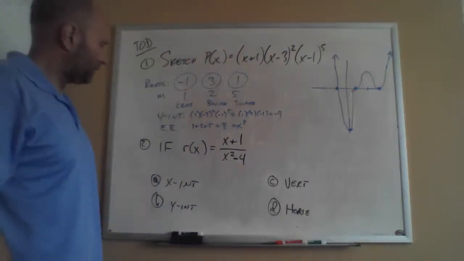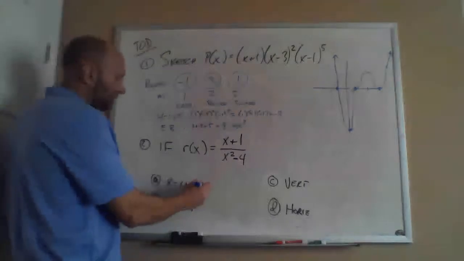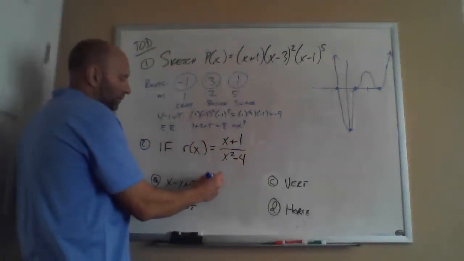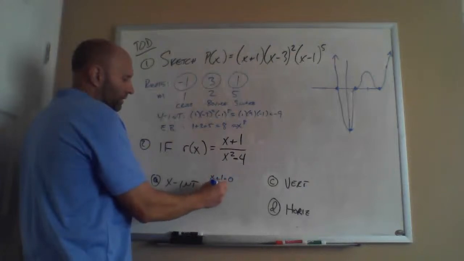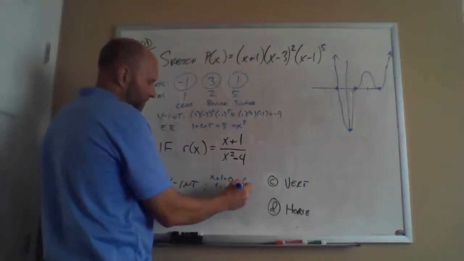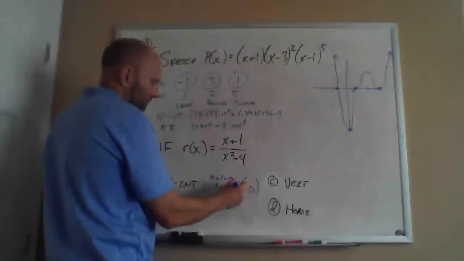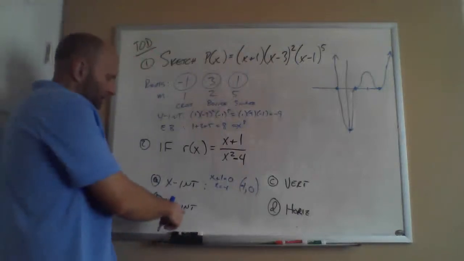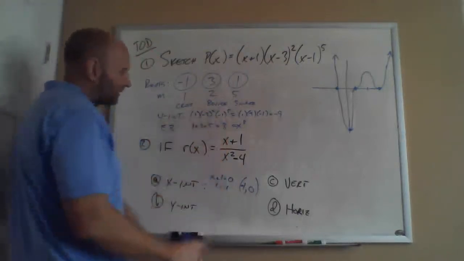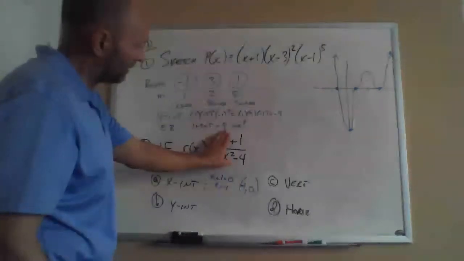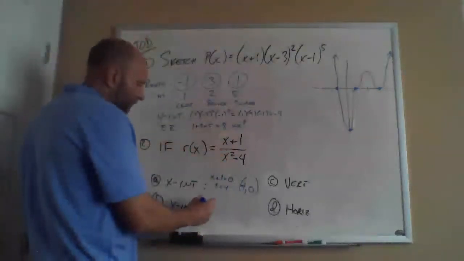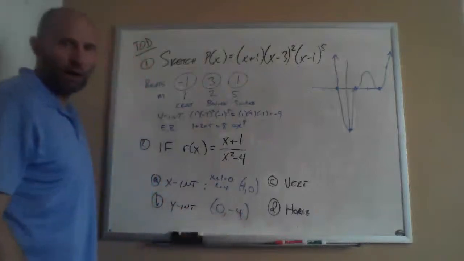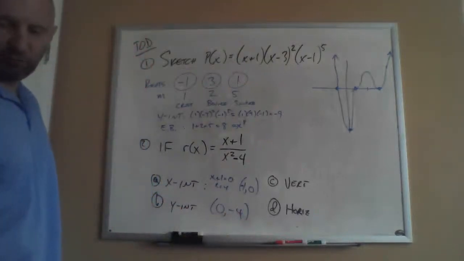And then this guy here, my x-intercept. X-intercept, I set the numerator equal to 0. So that means x plus 1 is 0, so x is negative 1. So my x-intercept is negative 1, 0. The y-intercept, set x equal to 0. So those are gone. So I just have 1 over negative 4, which is negative 4. So my y-intercept is 0, negative 4.